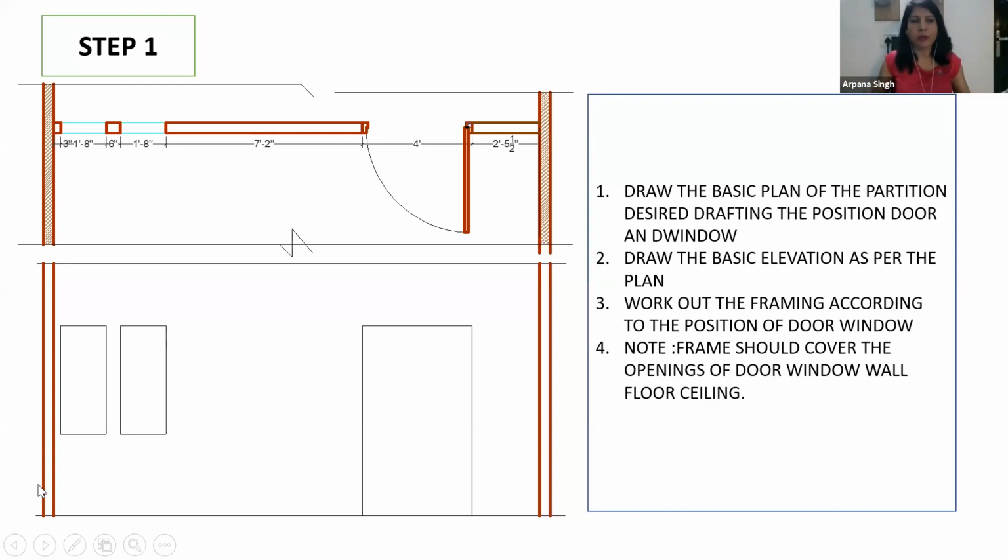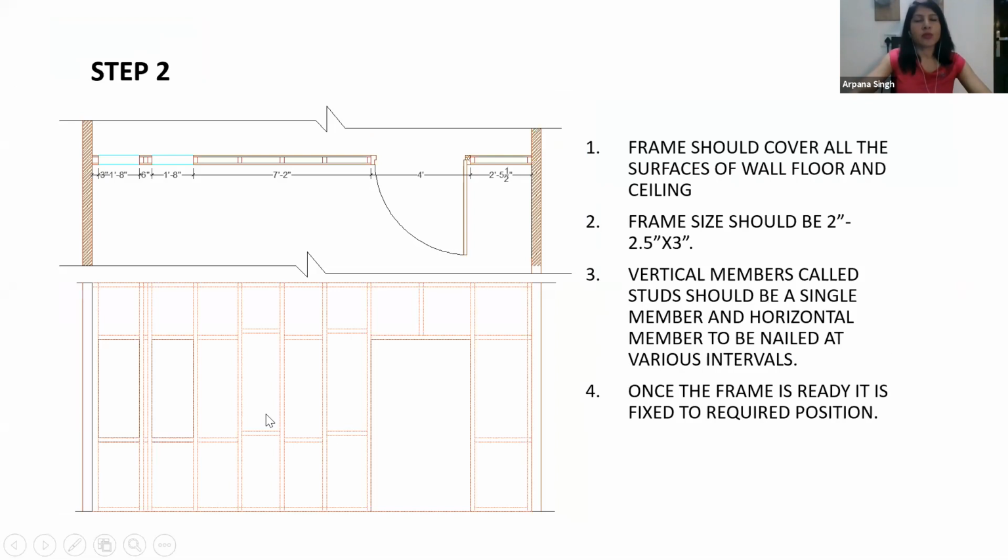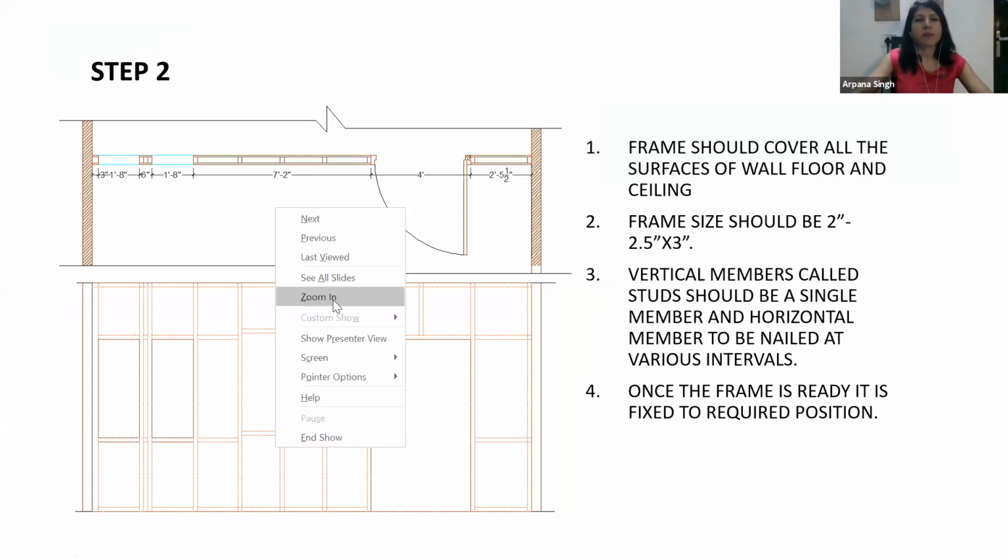Because for the partition to fix and to get the strength, it needs to fix with the wall, with the ceiling, with the floor, and from all the sides. So once you have finalized the design, then you go down and start making the framework. I'll show you in the plan how it goes.